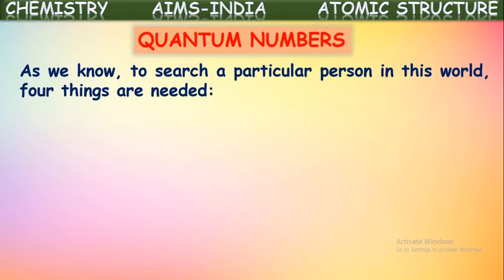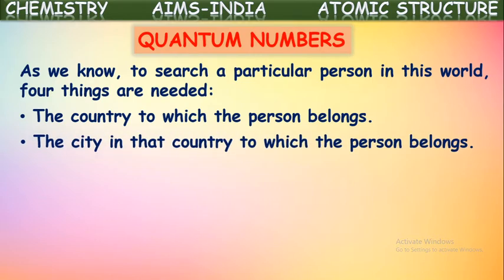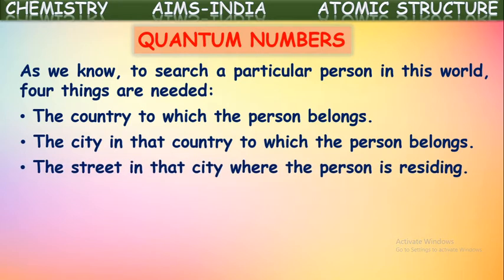As we know, to search a particular person in this world, four things are needed: the country to which the person belongs, the city in that country, the street in that city where the person is residing, and the house number. If we know these four, we can locate a particular person in this world.